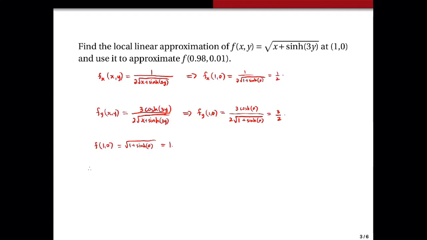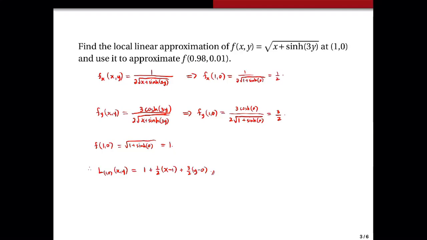Therefore, we have here the local linear approximation at the point (1, 0). This is given by f of (1, 0), so that's 1, plus f sub x evaluated at (1, 0), which is 1 half, multiplied to x minus 1, plus f sub y evaluated at (1, 0), that's 3 halves, and then you have y minus 0. So this is the local linear approximation at that point (1, 0).